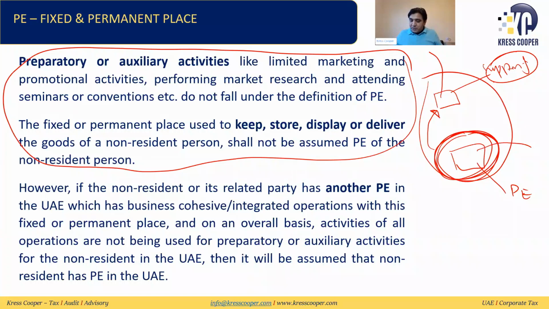Basically, there are two sites. Sorry, let me clear it again. There are two sites. One site is providing support services, the other site is conducting business or business activity on behalf of the non-resident person. When we look on an overall basis, both of the sites are not providing ancillary or supporting activities to the non-resident person. Then it will be assumed that the non-resident person has a PE, and this supporting site will be considered a PE as well. So hopefully it will be clear to everyone.